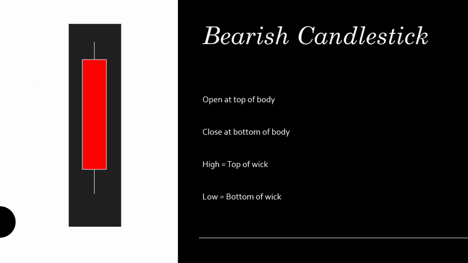Now, the red candlestick actually has the open at the top of the body, the close at the bottom of the body, and of course you have the high and the low. The red body identifies this as a bearish candlestick. What does it mean? Well, more likely than not, the next candlestick will be a bearish candlestick.